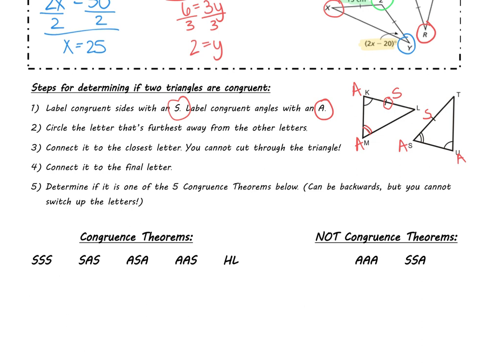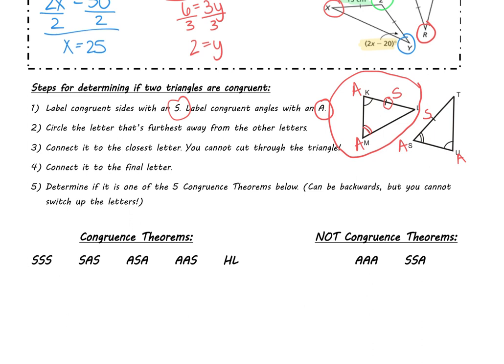Step number 2, circle the letter that's furthest away from the other letters. So here you're going to want to pick just one triangle. Don't do both of them because it'll confuse you. So just pick one. I'm going to go with the one over here on the left side for no reason. And we're picking the letter that's furthest away from the other letters. So sometimes they can be kind of close. Just use your best judgment.